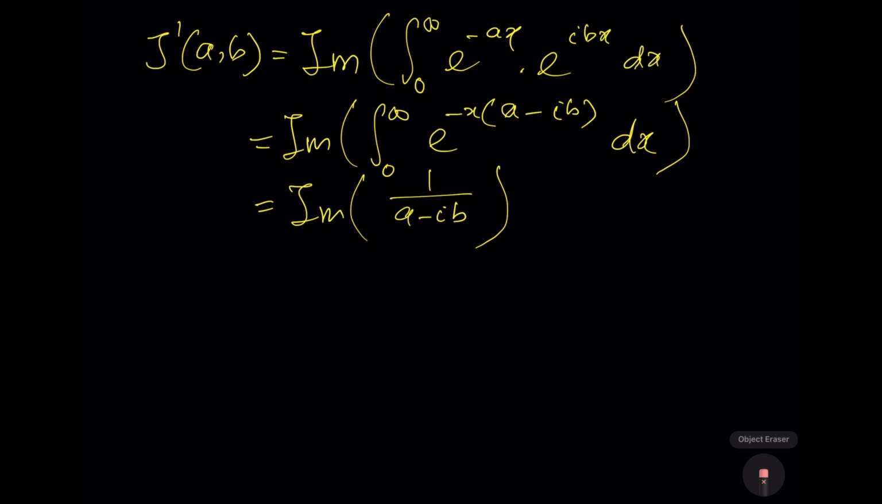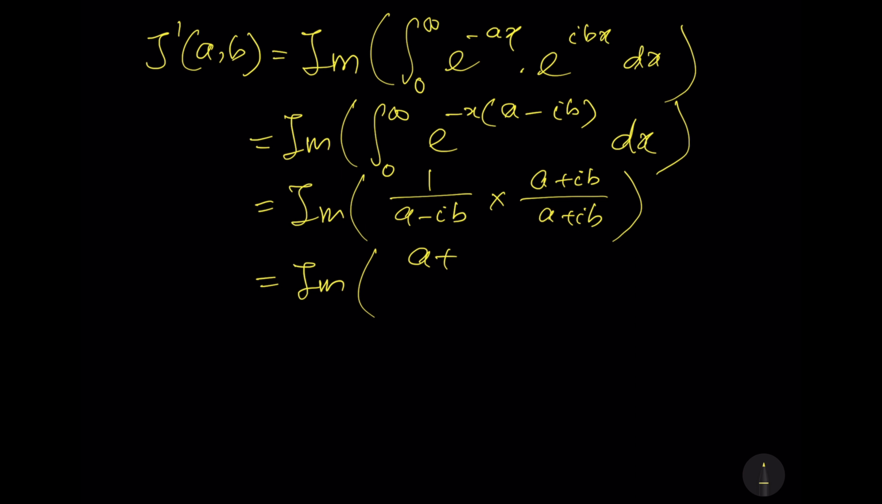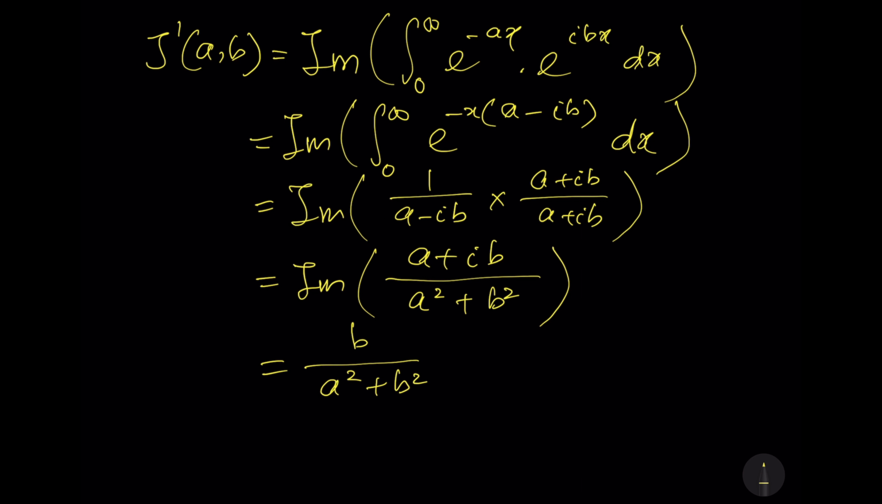We cannot leave it in this form. We need to multiply by (a plus ib) divided by (a plus ib), which gives Im of (a plus ib) divided by (a squared plus b squared), which equals b divided by (a squared plus b squared), because we only need the imaginary part.